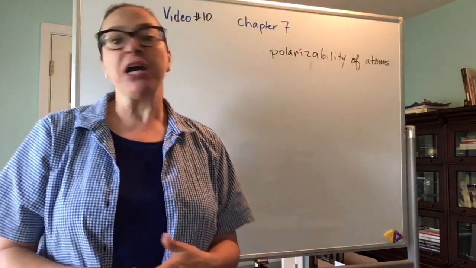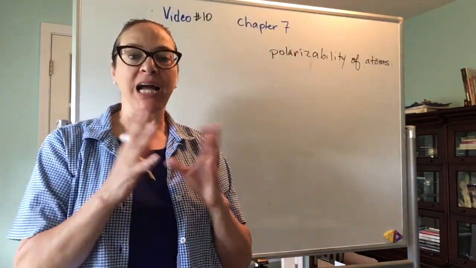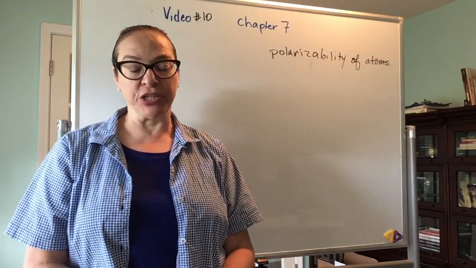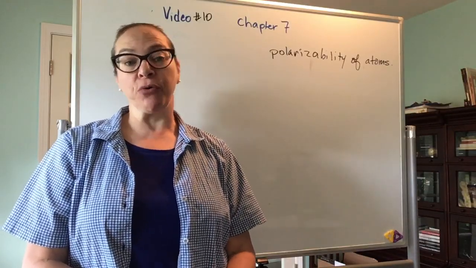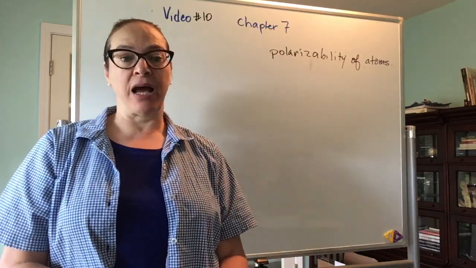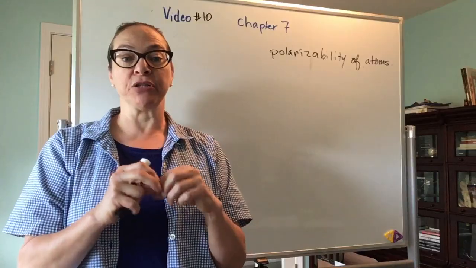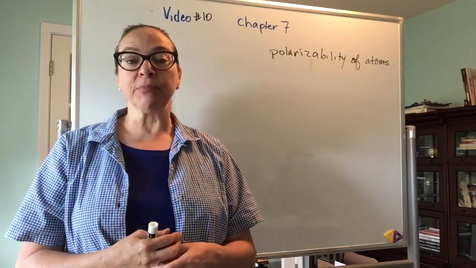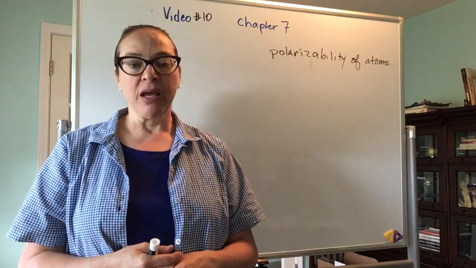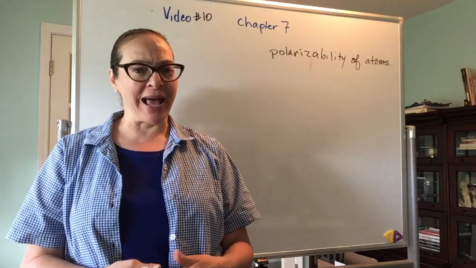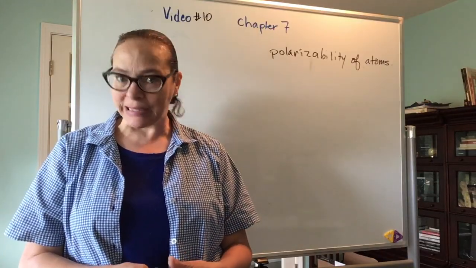Okay, before we finish up chapter 7 completely and tie it all together to figure out how we can determine what kind of reaction is preferred, a substitution or an elimination, and then choose between an SN1-type reaction versus an SN2-type reaction, we have to come across this concept of polarizability of atoms. You might or might not remember that in general chemistry you talked about atoms and their polarizability.